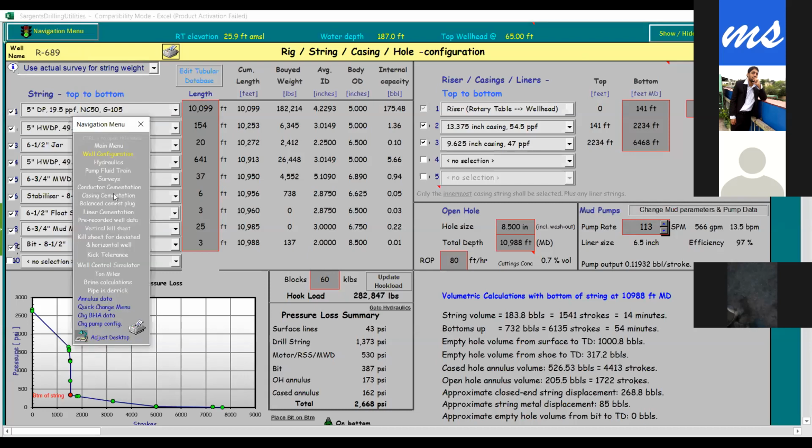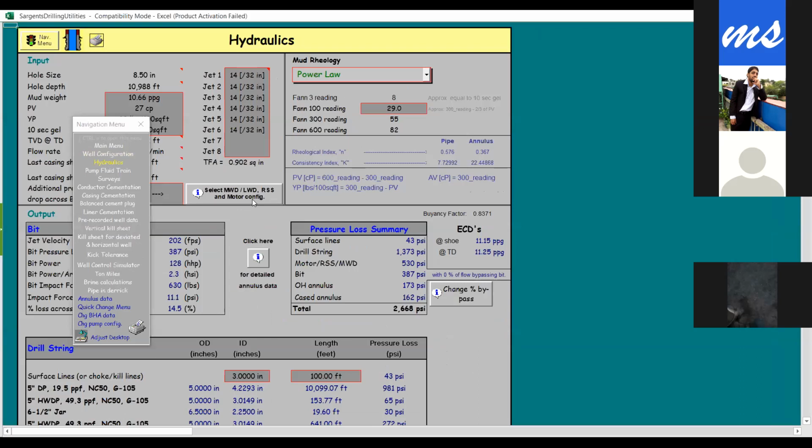There are a lot of items to calculate: hydraulics, pump flow, train survey, conductor cementation, casing cementation, balance cement plug, liner cementation, pre-recorded well data, vertical call sheet, horizontal call sheet, deviated well call sheet, and cook tolerance. It also gives you a very good idea about the tendency of the BHA. So it's very good software.